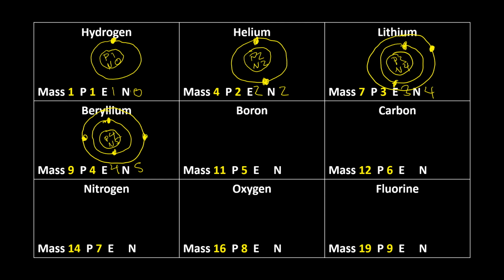We look at boron. We have 5 electrons and 6 neutrons because 11 minus 5 is 6. So we have our nucleus with P5 and 6. First energy level gets 2 electrons. Second energy level gets 1, 2, 3 electrons.